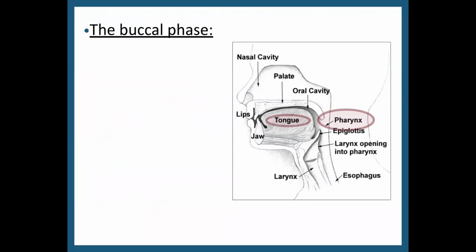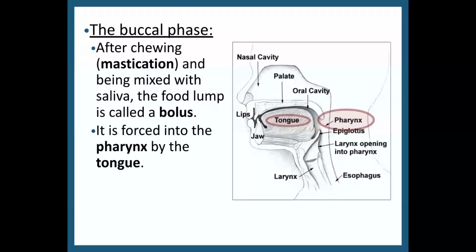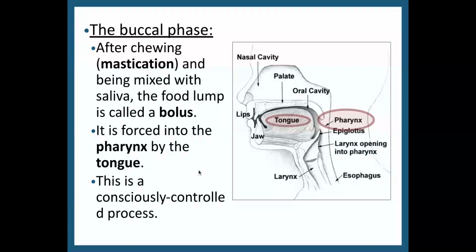So let's talk about the buccal phase first. After chewing, mastication, which is the term for chewing, and being mixed with saliva, the food lumps up, and it's called a bolus. It's then forced into the pharynx by your tongue. So your pharynx is back here, and you're going to force the bolus, that lumped up food, into the pharynx using the tongue. And this is a consciously controlled process.